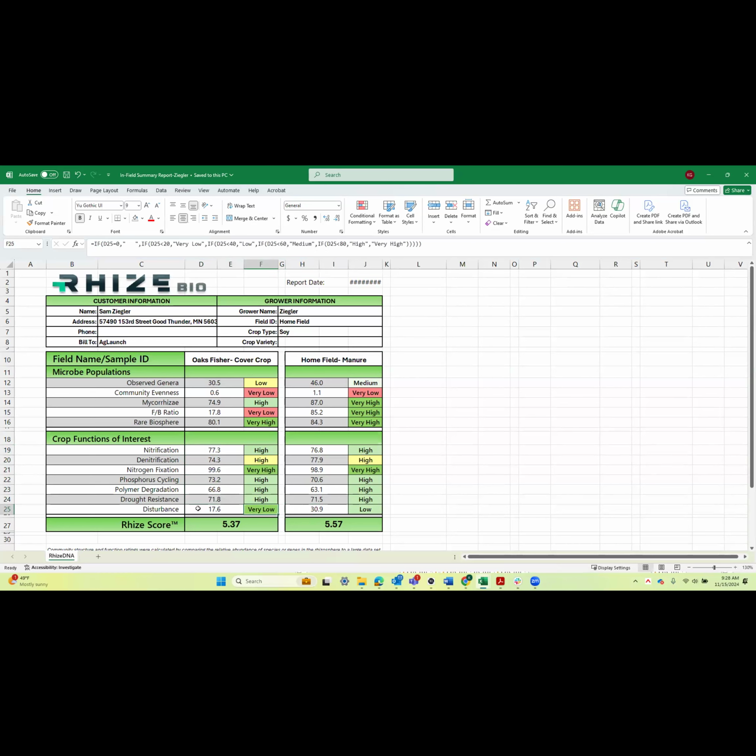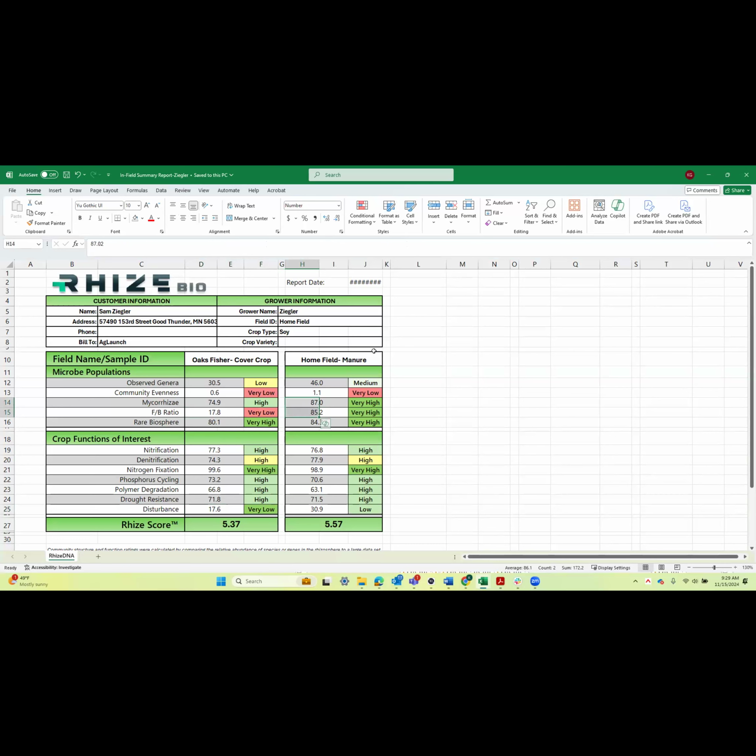And you might expect that once you terminate this cover crop, this disturbance value would go up a little bit. Interesting difference in the fungal bacterial ratio. It was much, much lower in the cover crop than the home field, which is interesting because it had obviously experienced some disturbance. I don't remember exactly if it was strip till. I don't quite recall, but a really good fungal population in the home field.